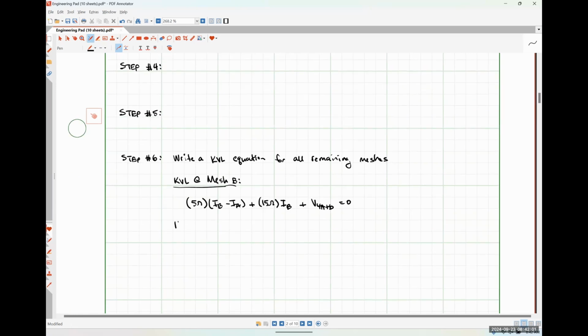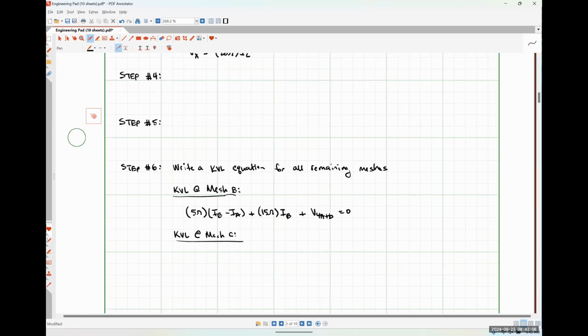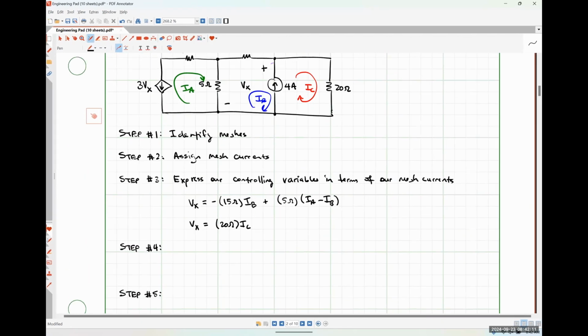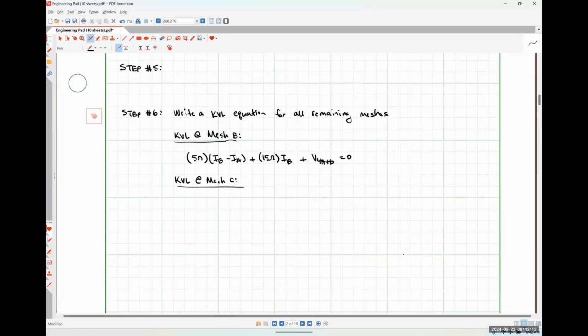And when I try to write my KVL equation around mesh C, I'll run into a similar issue right from the jump, right? The first thing in my path is that 4 amp current source. So best case, I could write the voltage drop across the 4 amp source from bottom to top plus the 20 ohm resistor times IC is equal to 0, okay? So these two equations have introduced two unknown quantities that are related to each other. They are equal and opposite.